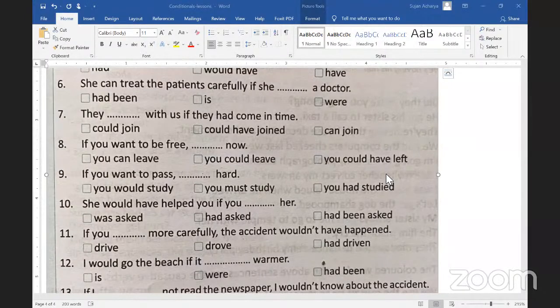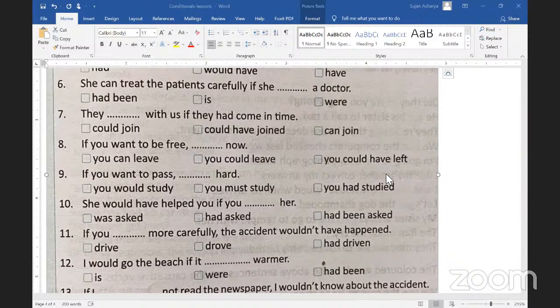All you need to do is to look at the form of the verb on one side, and that is going to determine the form of the verb on the other side. And if it's zero and first conditional, then look at the usage, then you will know the answer. Number 6, she can treat the patients carefully if she is a doctor. Yes, simple present, simple present.